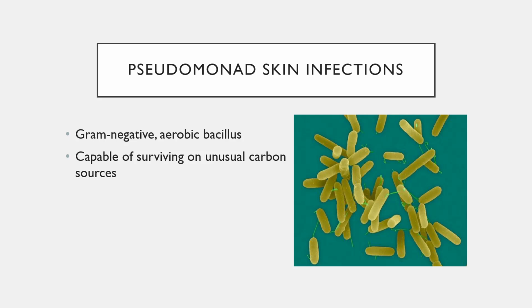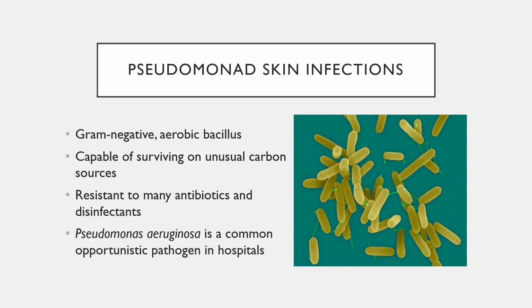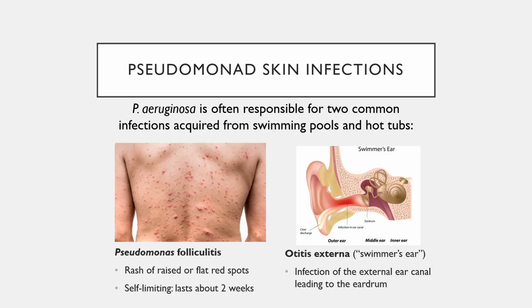They are, in addition to this, resistant to many antibiotics, and the most pathogenic member of this genus, Pseudomonas aeruginosa, is a common opportunistic pathogen in hospitals, which we'll talk about in just a moment. But before we talk about its role in nosocomial infections, Pseudomonas aeruginosa is also responsible for two common infections that people acquire from swimming pools and hot tubs. One of them is called Pseudomonas folliculitis. Again, this is an infection of the hair follicles that results in a rash of raised or flattened red spots.